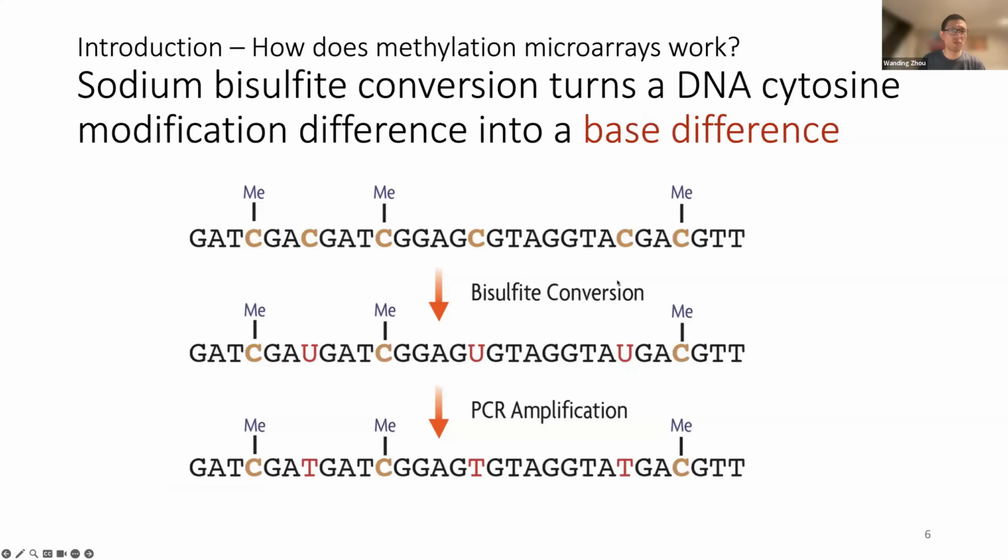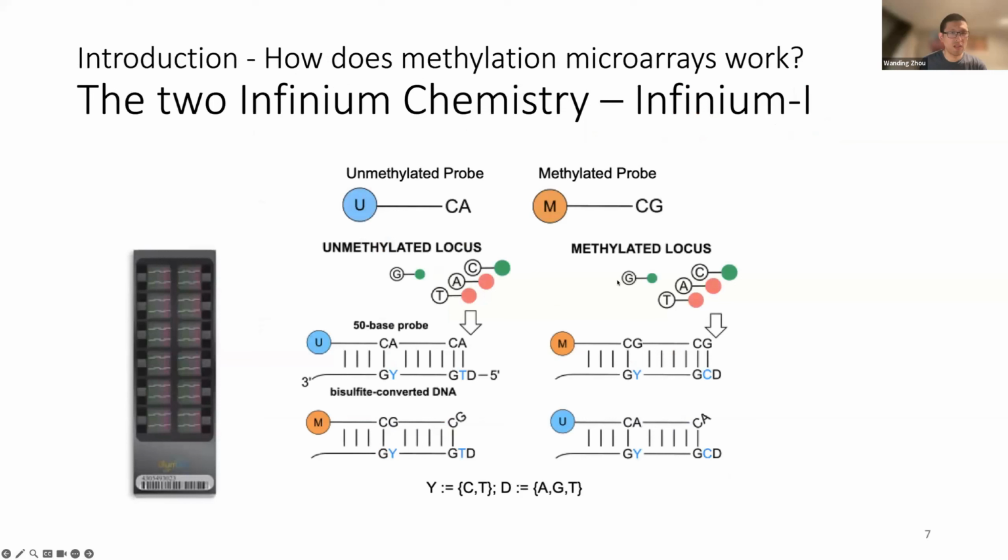So the way it works is based on this base conversion principle, often mediated by sodium bisulfite, which turns unmodified cytosines to uracil, and hence after PCR amplification, to thymine, but modified cytosines are retained to be read out as cytosines. And this is shared between the array and the bisulfite sequencing.